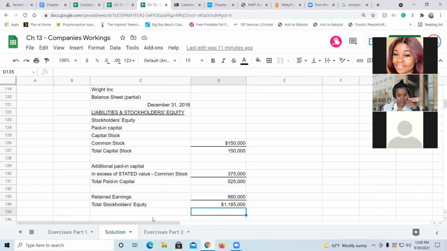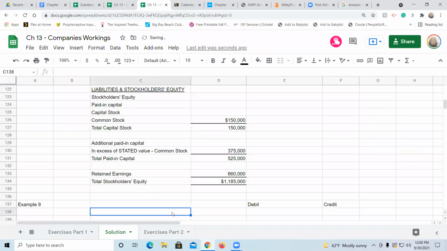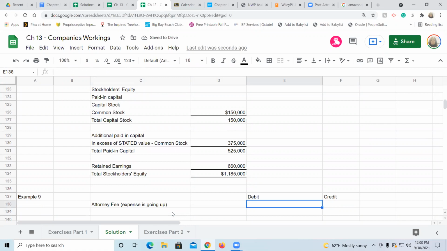Okay, so I'll show you how to do this. You can probably guess already. So example 9, we've got a debit and credit. It's not cash, right? That was the whole point. We're not issuing stocks for cash. So you're going to debit the expense, the attorney fee. This is an expense going up. You don't have to put this whole thing over there. I'm just trying to explain to you why we're debiting attorney fees. The expense is going up because we're actually recording the expense. So no cash debit, attorney fees debit.